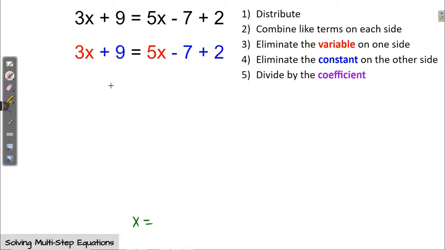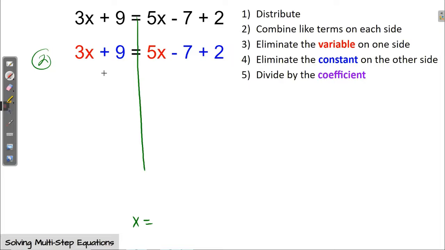So let's go ahead and begin. Step 1 is to distribute, but I don't see any parentheses here. So I'm going to go on to step number 2: combine like terms on each side. So let's go ahead and draw my line. The line just represents my equal sign.